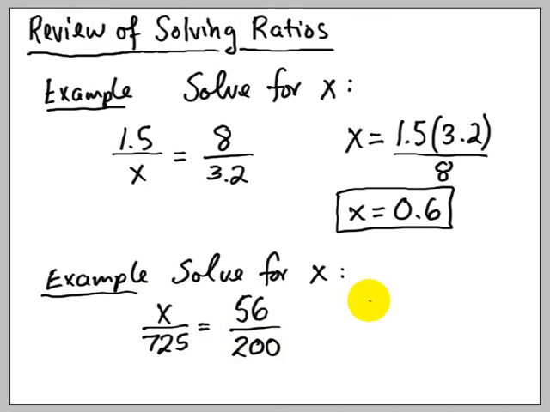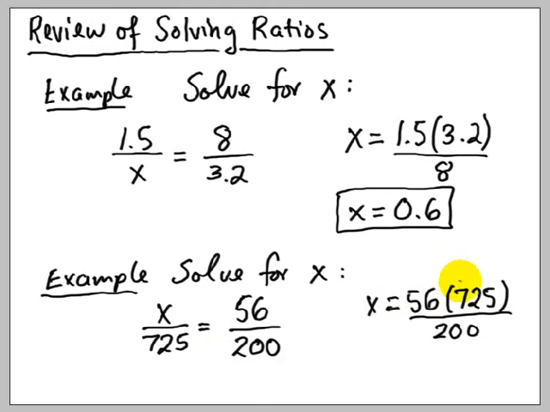So x here is going to be 56 multiplied by 725 divided by 200. Of course, you can say it the other way. If you want to say x is 725 times 56 divided by 200, that's perfectly fine as well. Doesn't matter the order of multiplication.